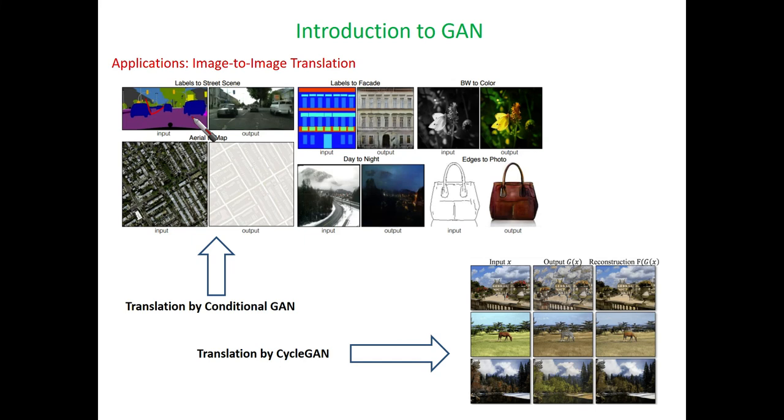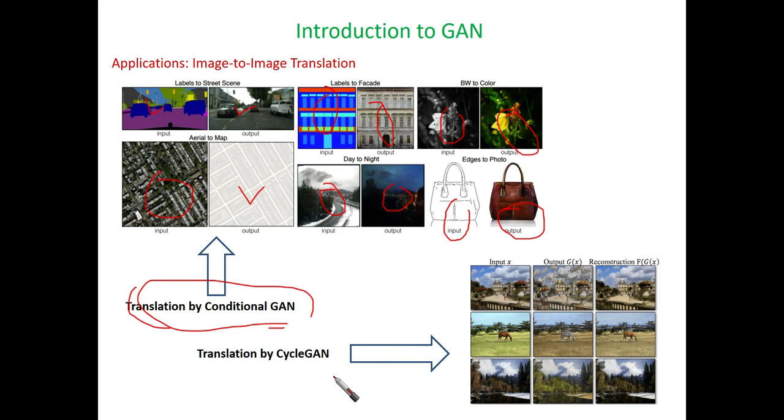So you give some sort of input of realistic things, and then it produces these kinds of images. You just give some sort of labels, and it produces this kind of facade. You give a black and white image, it produces a color image. You give a building image or some landscape image, it produces this kind of mapping. You give an input image, and it produces the night output. You give sketches, it produces color photographs. So this kind of translation has been done by conditional GAN.